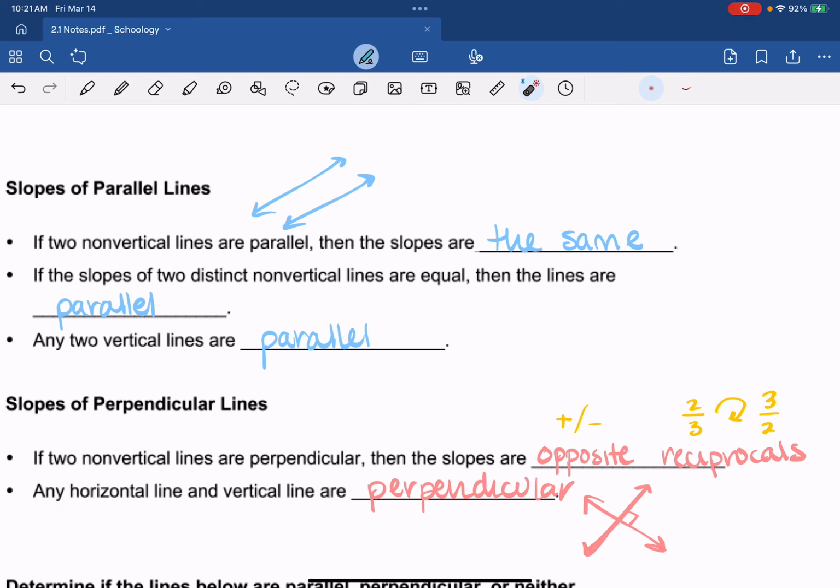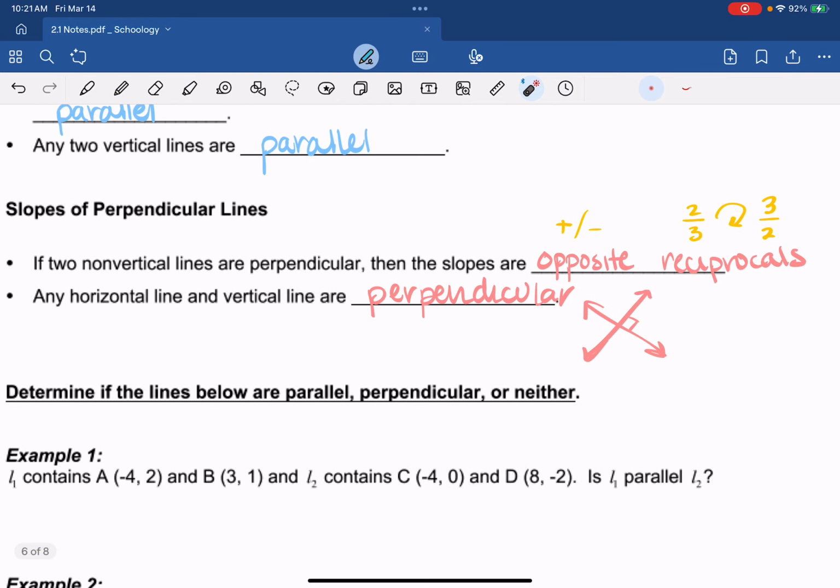Perpendicular lines are opposite reciprocals. So their slopes are opposite reciprocals. What do we mean by that? Well, if one of my slopes is positive, the other needs to be negative. And if one of my slopes is 2/3, I flip it so that my denominator is now in the numerator. Perpendicular lines have to have both opposite and reciprocal happening in order to be perpendicular. And again, perpendicular just means that they cross at a 90-degree angle.